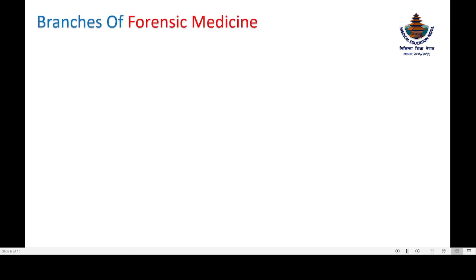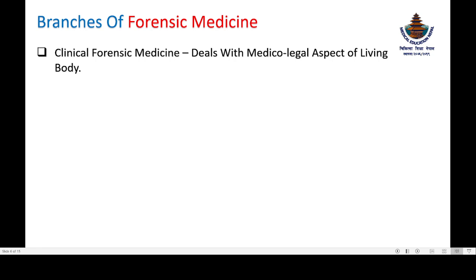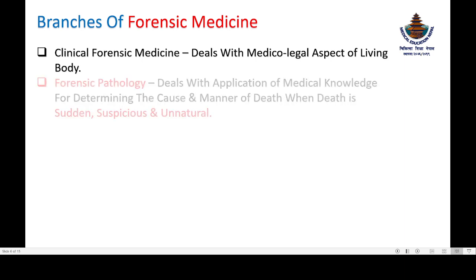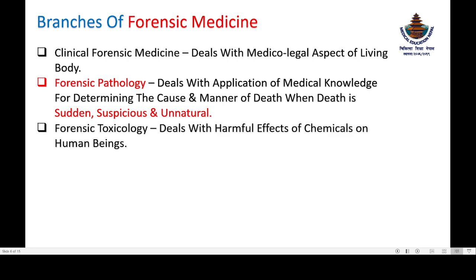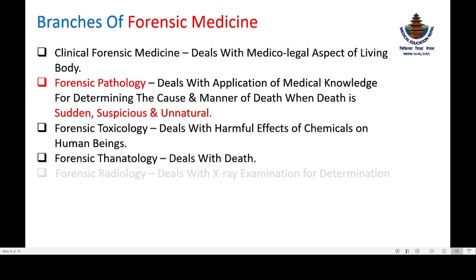Now we will discuss each of the branches in a little bit of detail. Clinical forensic medicine deals with the medico-legal aspect of the living body. Forensic pathology deals with the application of medical knowledge for determining the cause and manner of death when the death is sudden, suspicious, and unnatural. Toxicology deals with the harmful effects of chemicals on human beings. Forensic toxicology we will have to discuss in complete detail for third year, and we will do that in another video. Thanatology deals with death.